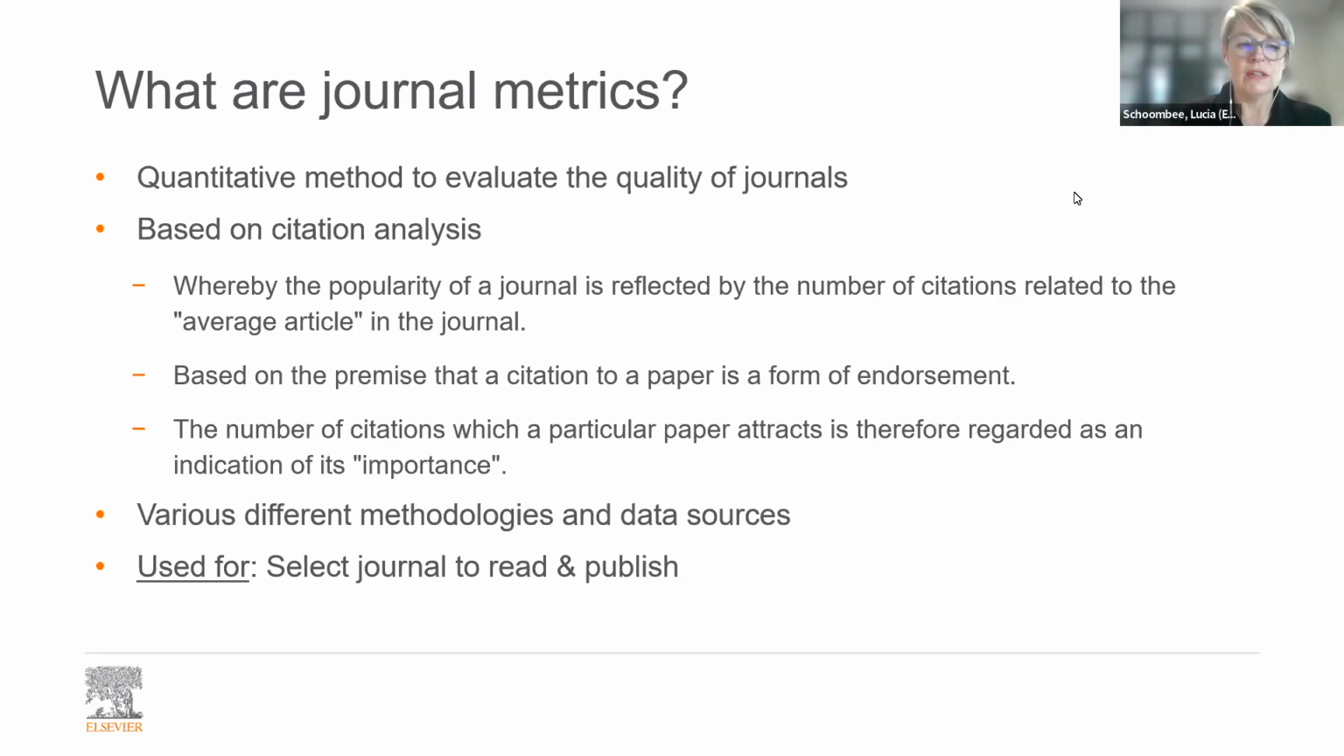So various different methodologies and data sources are used for journal metrics. Of course, we can't focus on all of them. The focus is going to be on Scopus today, but I also wanted to put it into context with other well-known journal metrics. What it's used for is to select journals to read or to publish in. So that's the basic use case for journal metrics, and we'll discuss that in more detail.